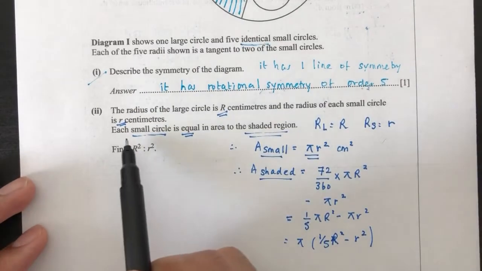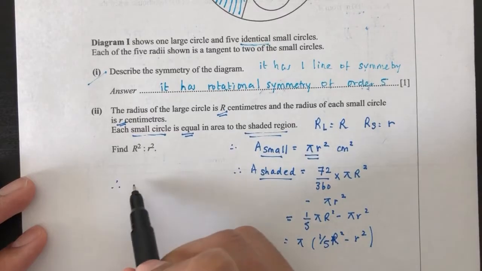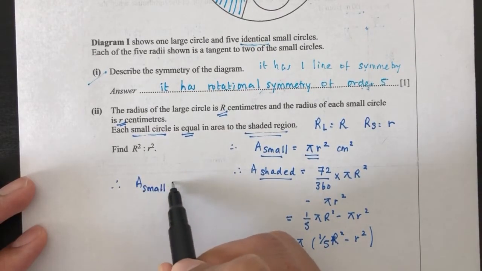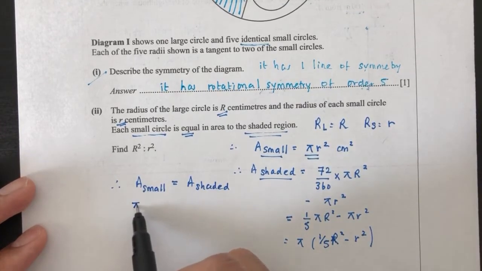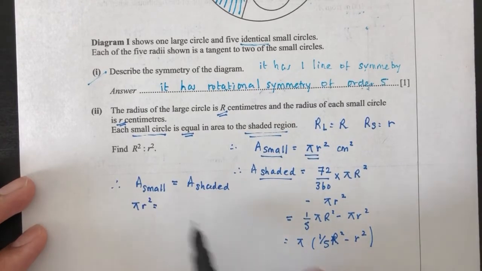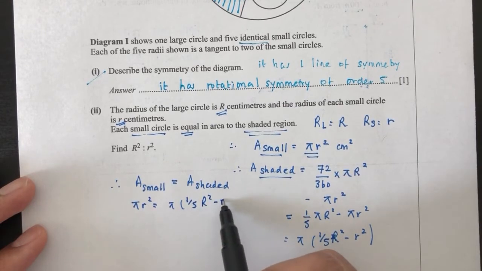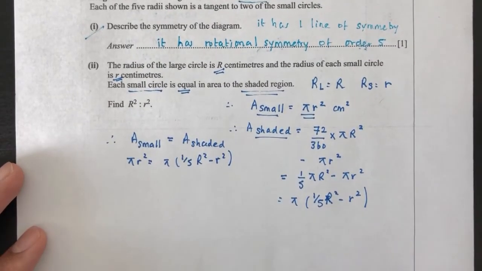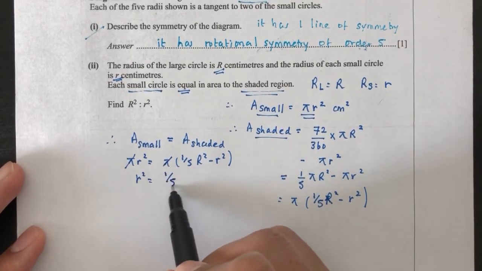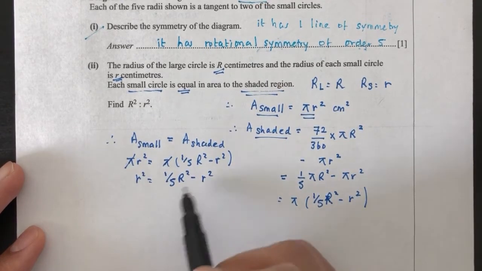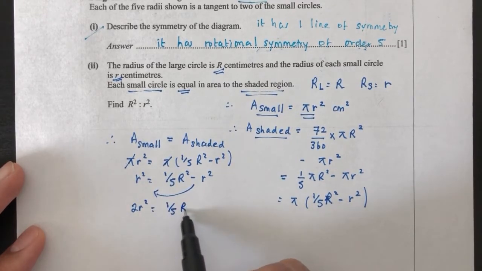So we have to use this. Each small circle is equal in area to the shaded region. So area of small is equal to area of shaded. So small is pi r squared equal to pi times 1 over 5 R squared minus r squared. In this case, we can cross out pi, and we will have r squared equal to 1 over 5 R squared minus r squared. We can send this over here. We will have 2 r squared equal to 1 over 5 R squared.